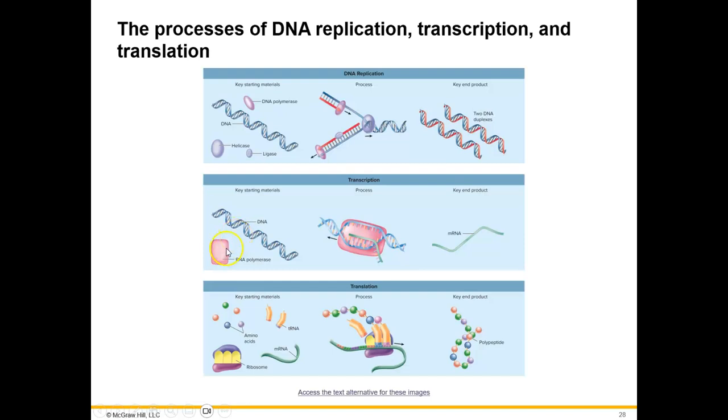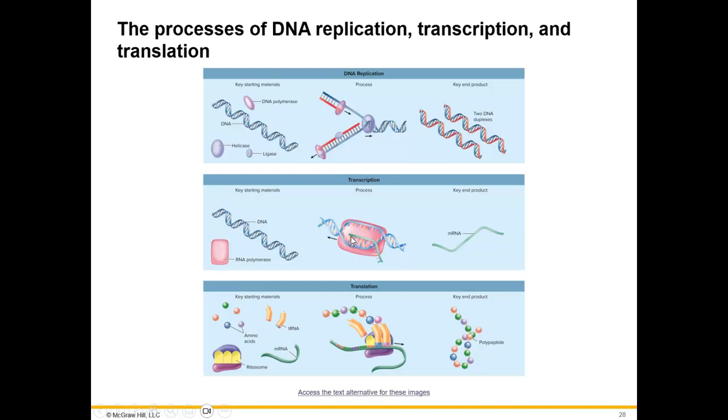Now transcription is when we're making an RNA copy of that DNA information. And then we're using RNA polymerase instead of DNA polymerase, which makes sense because we're putting RNA nucleotides in instead of DNA nucleotides. So once again, we're going to have an enzyme open up our DNA. It's still going to be helicase.